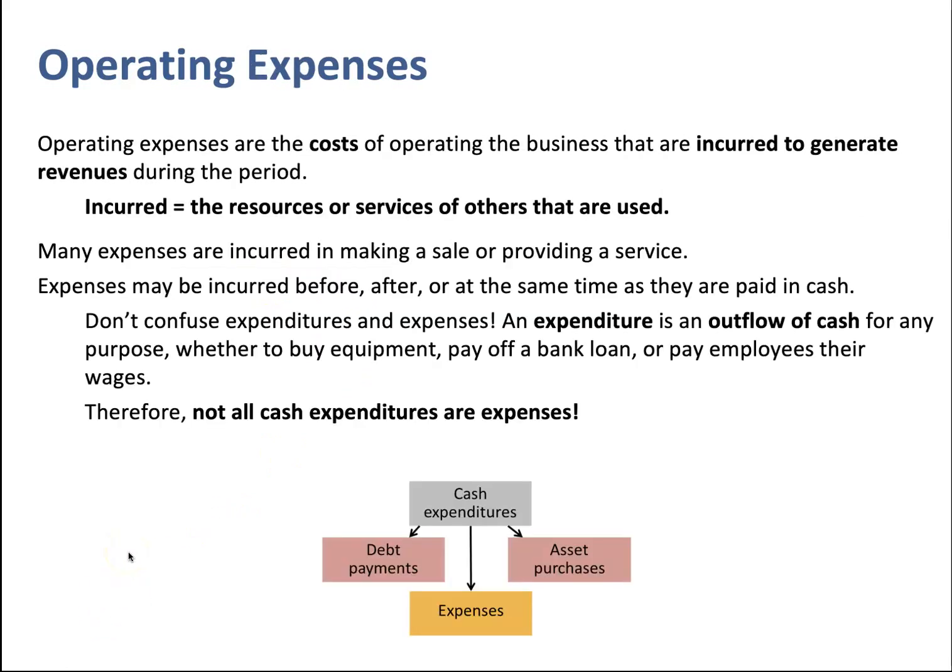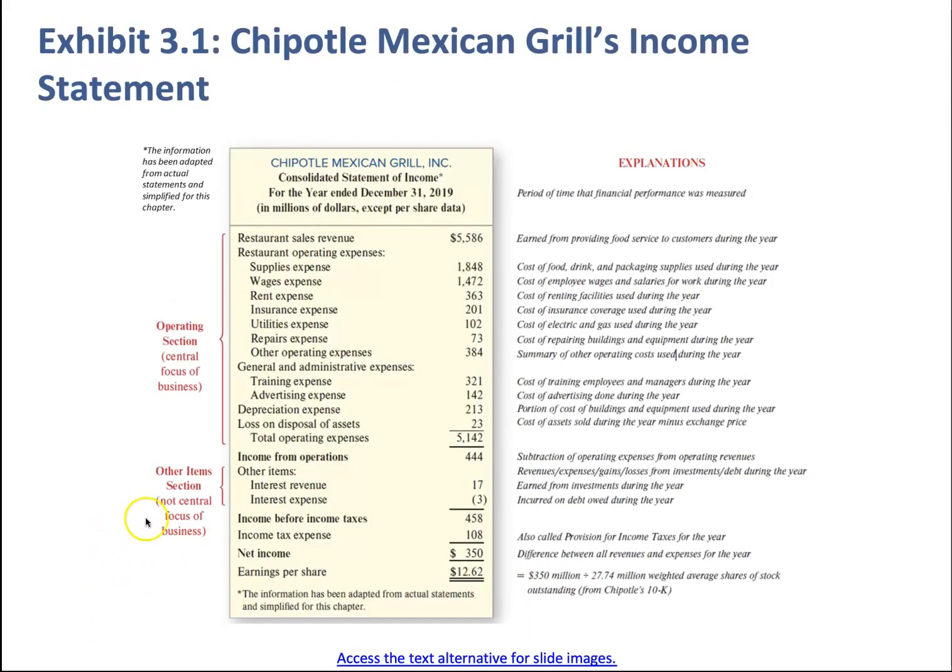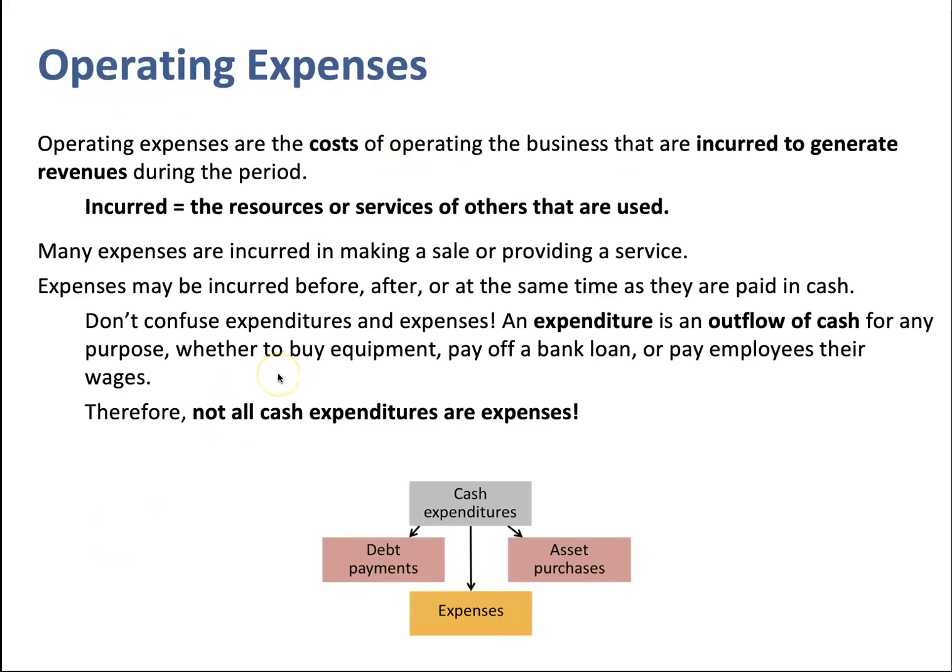Operating expenses, on the other hand, are the resources spent to generate the operating revenue. So formally, operating expenses are the costs of operating the business that are incurred to generate revenues during the period. Now remember the periodicity assumption. Incurred means the resources or services of others that are used.